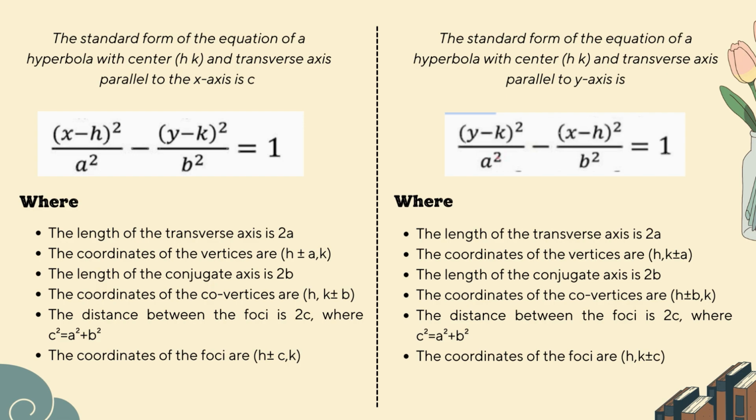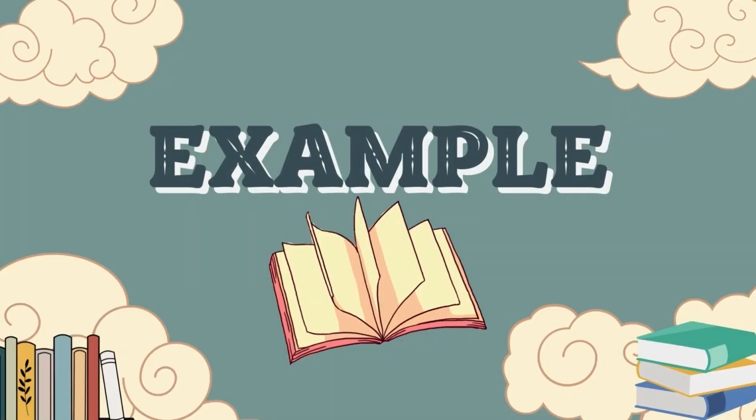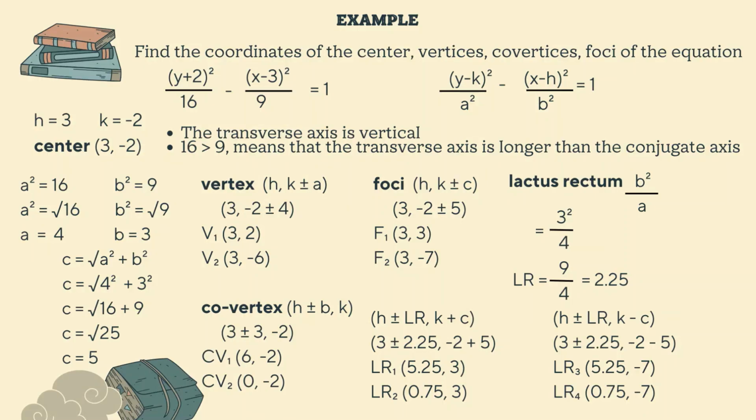You can see the difference in the equations. Here we have the quantity of x minus h squared that starts the equation for the horizontal transverse axis, and for the vertical transverse axis, the quantity of y minus k squared starts the equation. And here we have provided two examples for each standard equation. So now for example number 1, find the coordinates of the center and foci of the equation.